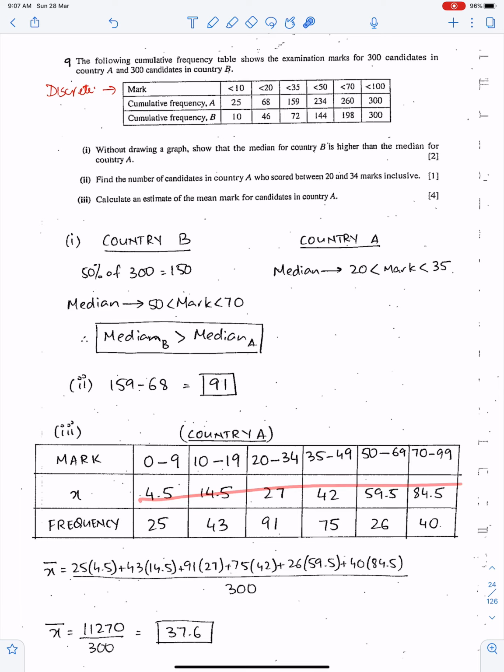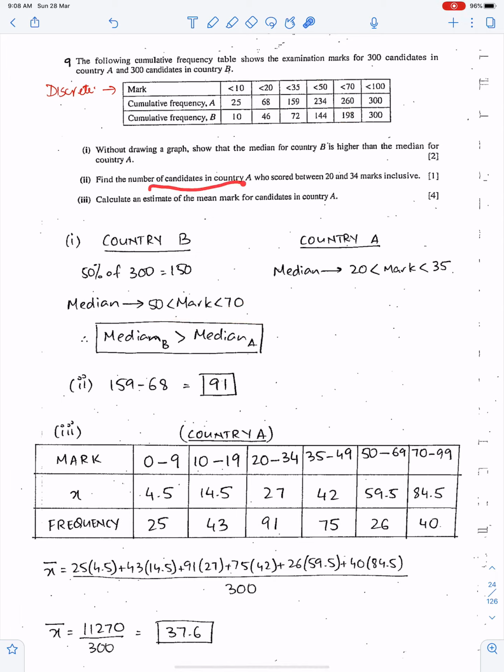Get the mid values of these class intervals, and this is the way to get the mean. Now first part, without drawing a graph, show that median for country B is higher than median for country A. So first take 50% of 300, which is 150. Now look for 150 in cumulative frequency. So 150 is here. So median lies between these two numbers, 20 and 35. And 150 is here. So median would lie between 50 and 70. So median of B would lie in this interval and median of A lies in this interval. So median of B must be greater than median of A.